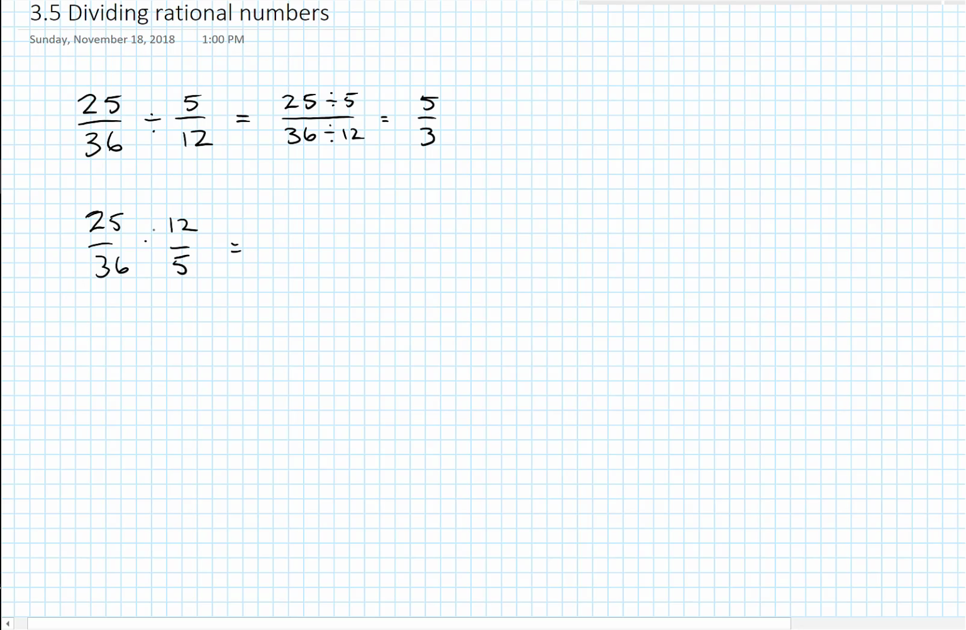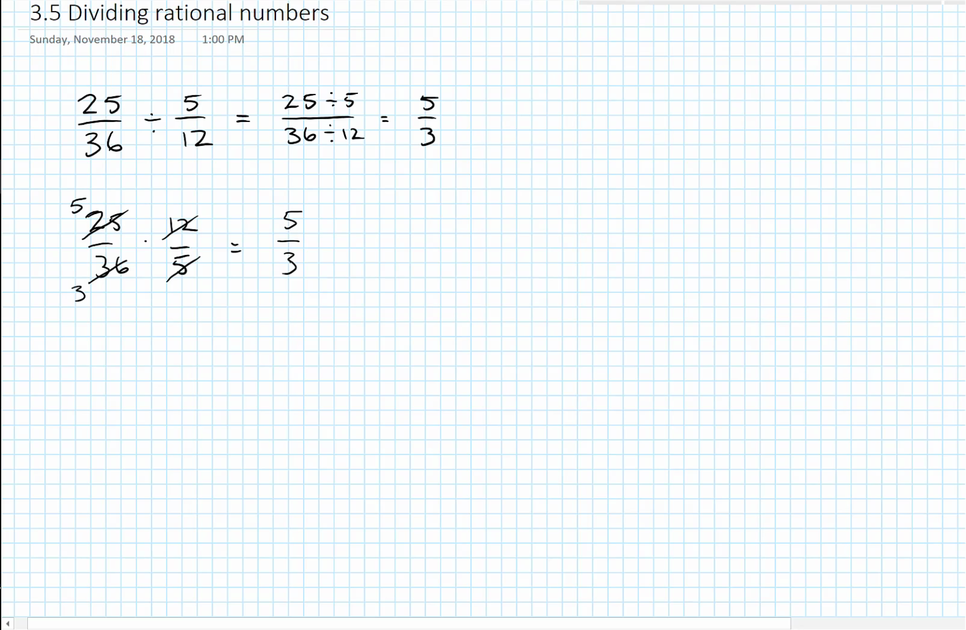And here we can see there's a lot of cancellation we can do. Remember, you don't want to just blindly multiply the numerators before trying to figure out if you can cancel anything. The 25 and the 5 obviously share a common factor of 5, so that leaves us with a 5 on the top. The 12 and the 36 share a common factor of 12, that leaves us with a 3 on the bottom, and we end up with 5 over 3. So we end up with the same thing.